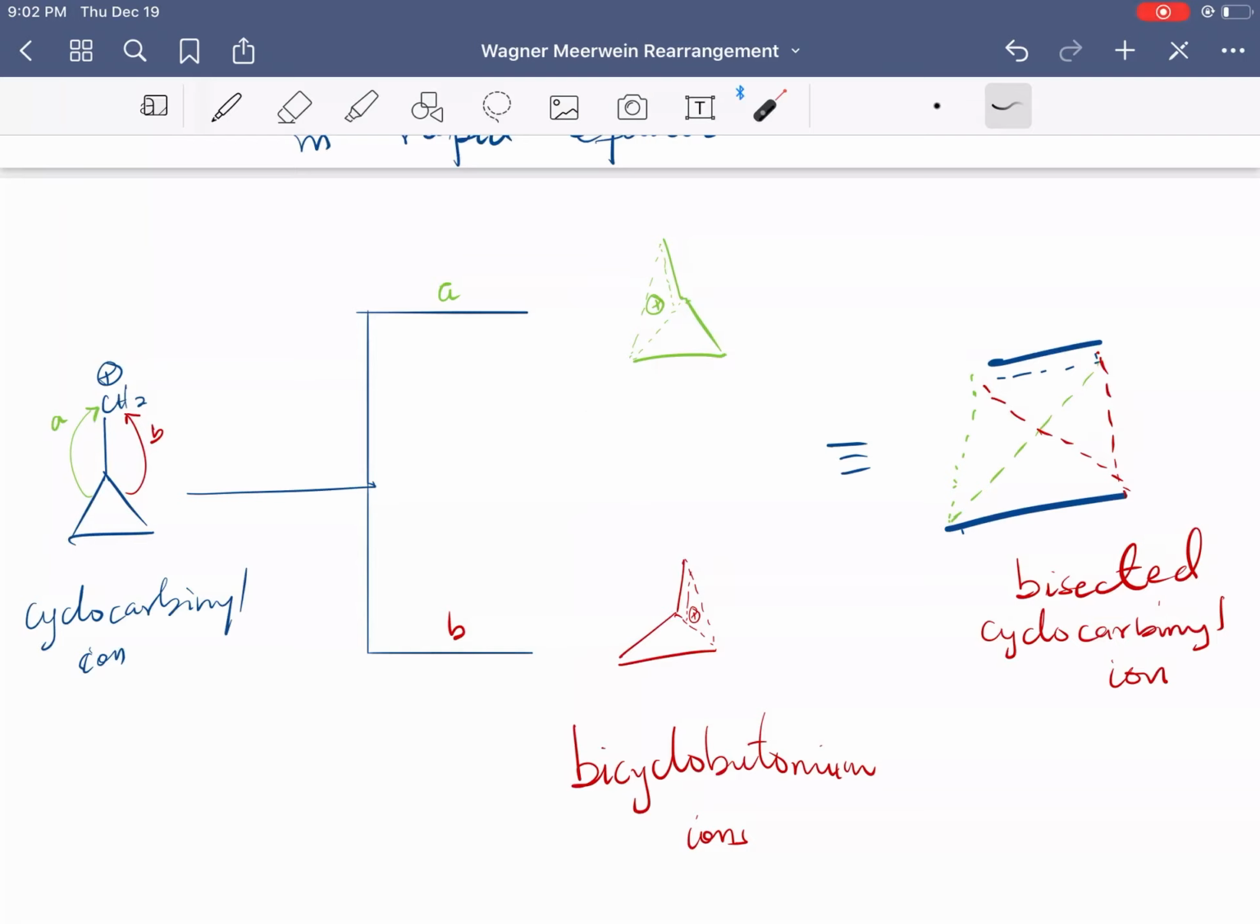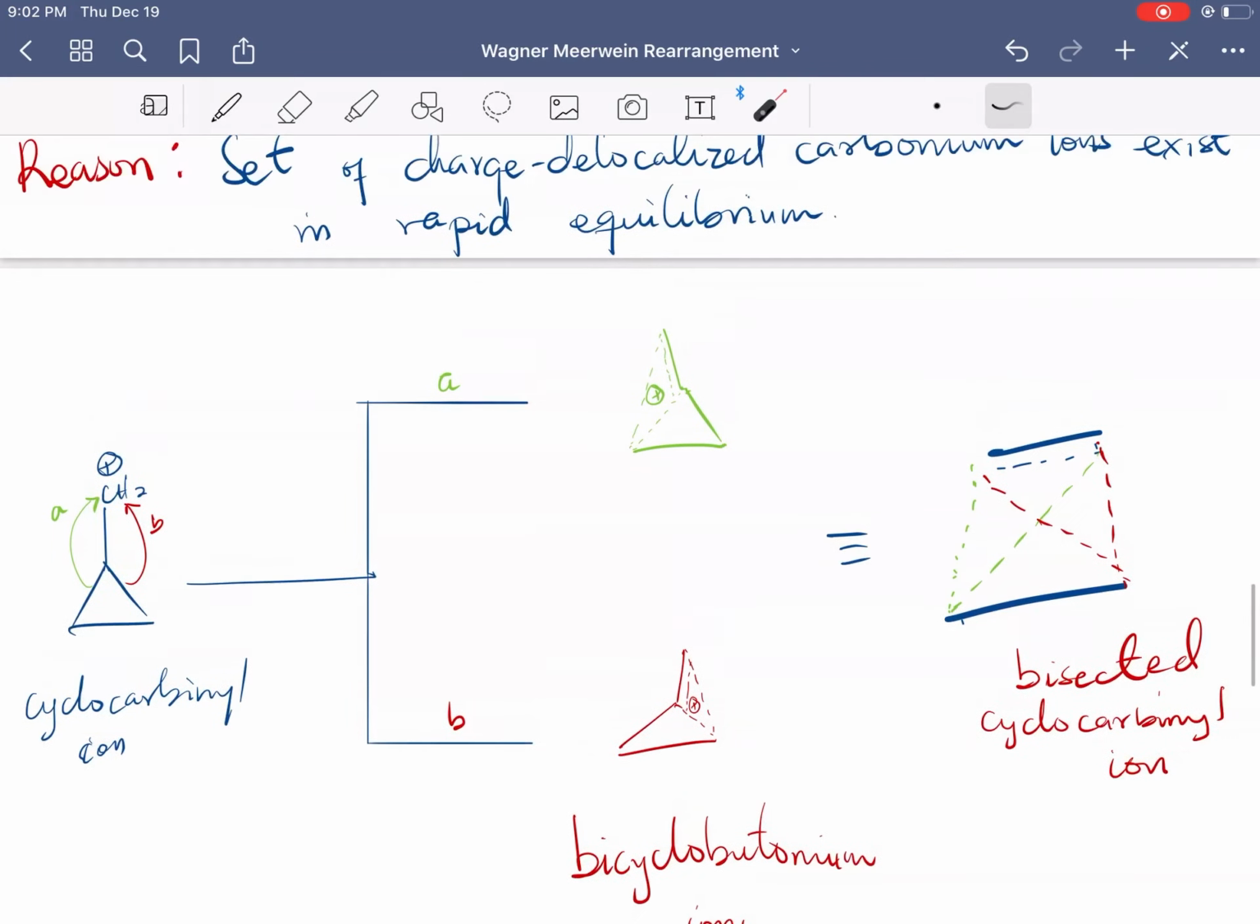That means that there are two possible bicyclobutonium ions that could be formed. Now, these two resonance forms have a net resonance form that looks like this. Now, this bisected cyclopropylcarbinyl ion here provides an extra stability for the intermediates formed, and hence we expect to have high yields.